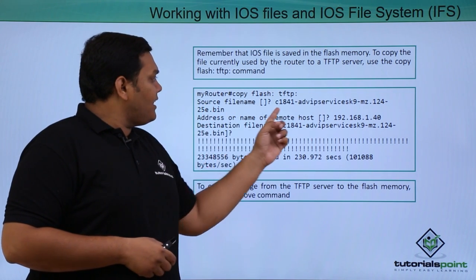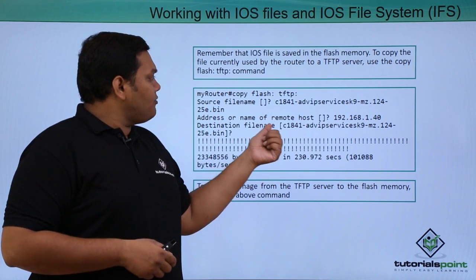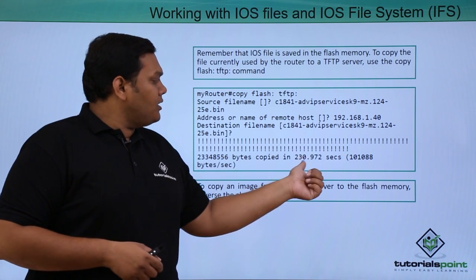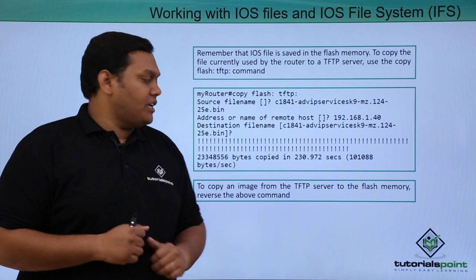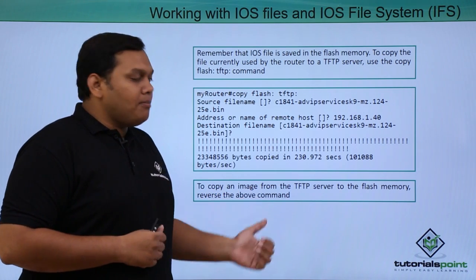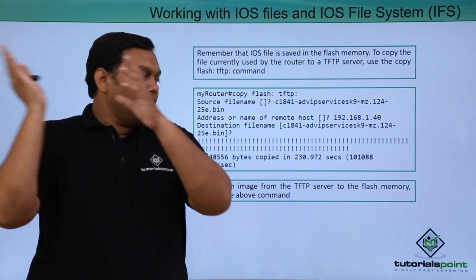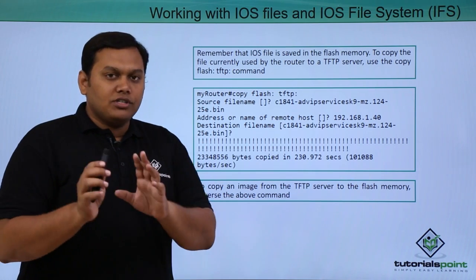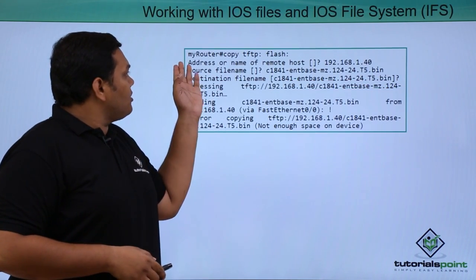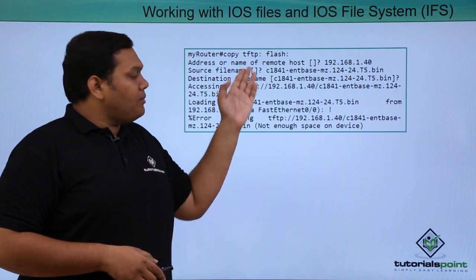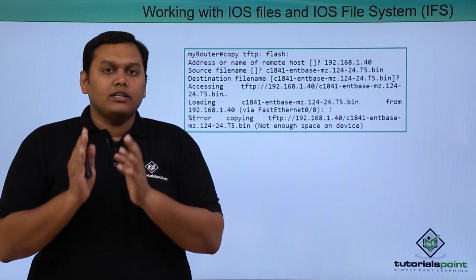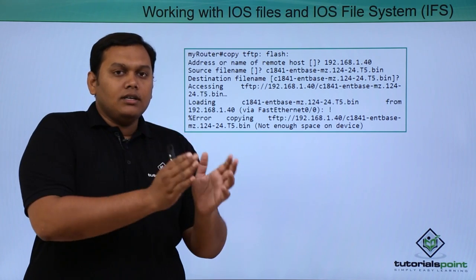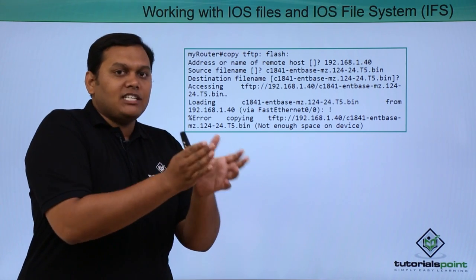You see here, for my router, you entered the command copy flash: TFTP. The source file name is displayed here, the address or name of the remote host is mentioned here, and the number of bytes copied to the TFTP server is also mentioned here. To copy an image from the TFTP server to the flash memory, the reverse of this command is used. See the syntax here: my router copy TFTP: flash:, so the image will be copied from the TFTP server to the flash memory.